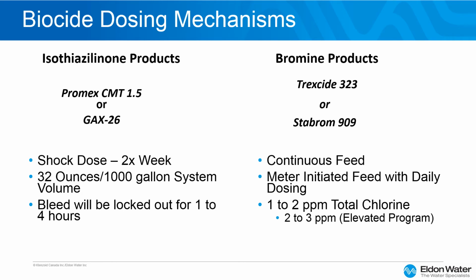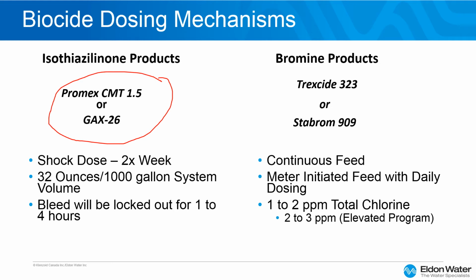So for the biocide dosing mechanisms, I think it's important to understand the differences between the two. Your ISO products are shock dose products. That means a traditional bolus, or bulk feed, at a given point twice a week, actually Monday and Thursday mornings at 9 o'clock in the morning, scheduled to dose 32 ounces per 1,000 gallon system volume. And I lock out the bleed too, because it prevents the water from diluting the ISO in the cooling tower water. So you want to lock out your bleed.